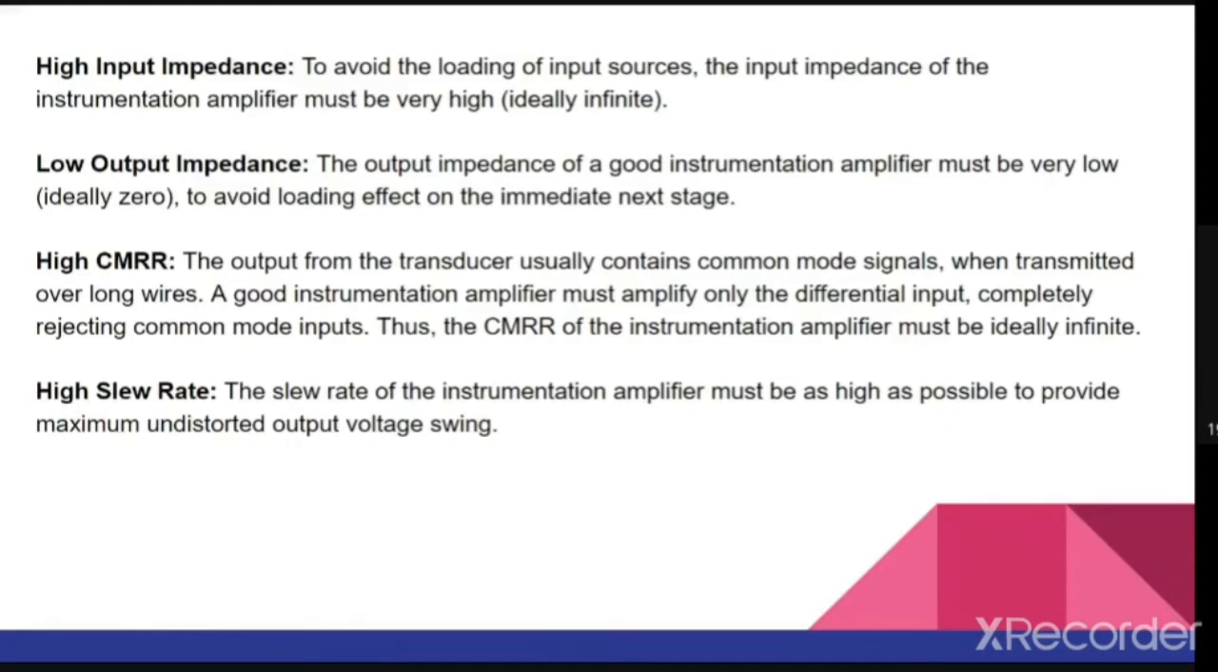The abbreviation of CMRR is common mode rejection ratio. What is meant by common mode rejection ratio is a metric used to quantify the ability of a device to reject a common mode signal. Again, moving on to our slide, high CMRR. The output from the transducer usually contains common mode signals when transmitted over long wires. A good instrumentation amplifier must amplify only the differential input, completely rejecting common mode inputs. Thus, the CMRR of the instrumentation amplifier must be ideally infinite.